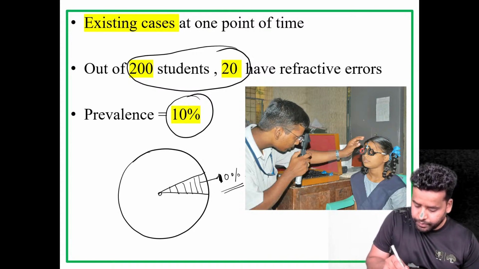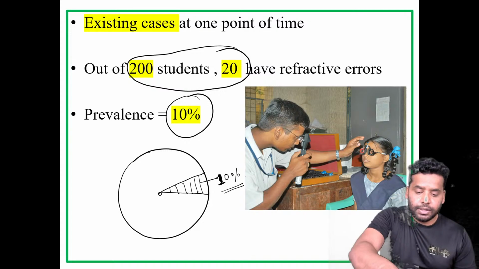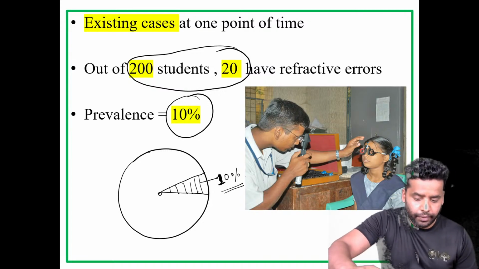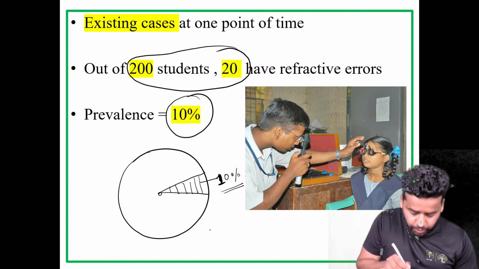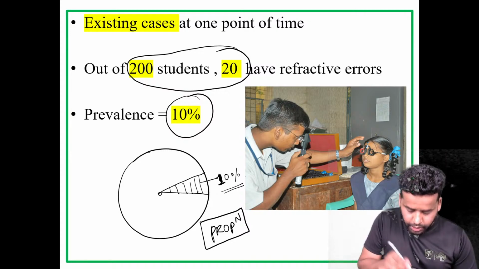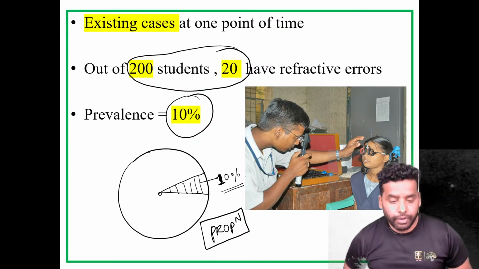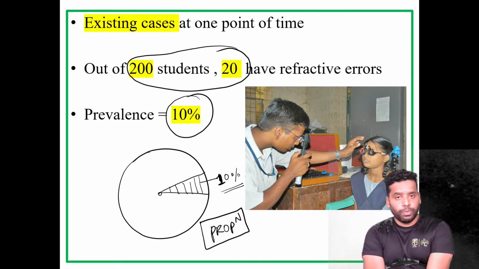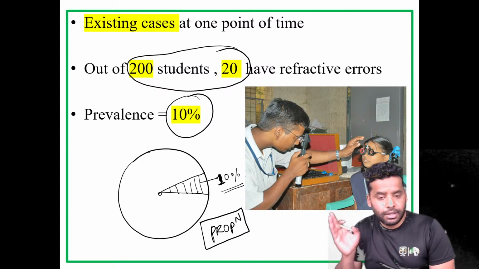Pie chart, 10%. Good. Why pie chart? Because prevalence is an example for rate or proportion. Already we have given the examples. So we can use pie charts. P for prevalence, P for pie charts, P for proportion. Very good.